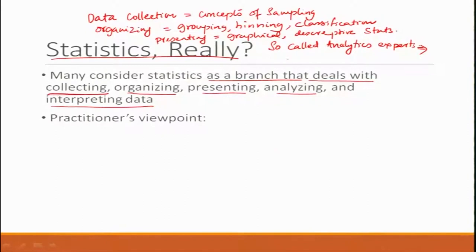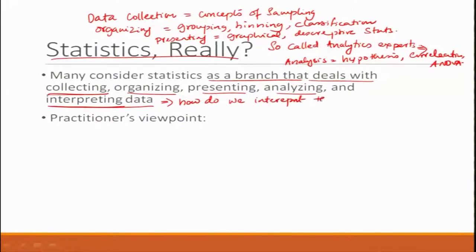So we talked about analysis. Analysis will be like hypothesis testing, correlation, stuff like that, ANOVA, they all come in this. Interpreting is how we interpret the results, interpret the findings. So this is the classical viewpoint of what is statistics.